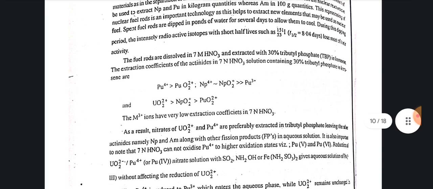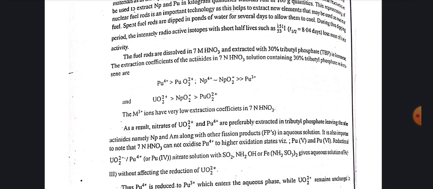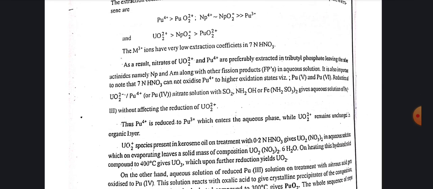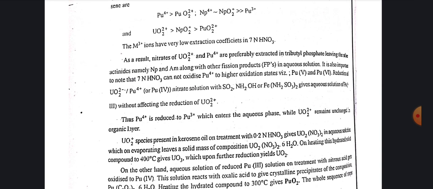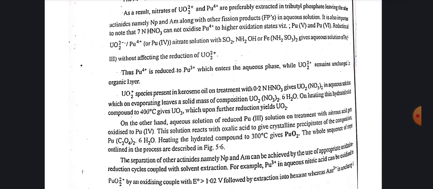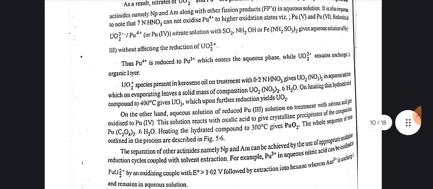that may be used in nuclear fuel. Spent fuel rods are dipped in ponds of water for several days to allow them to cool during this period. The intensely radioactive isotopes with short half-lives, such as 131I, lose most of their activity. As a result, nitrates of UO2 2+ and U4+ are preferentially extracted in tributyl phosphate, leaving the other actinides, namely Np and Am, along with other fission products in aqueous solution.